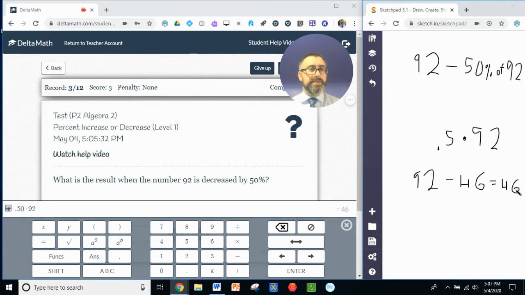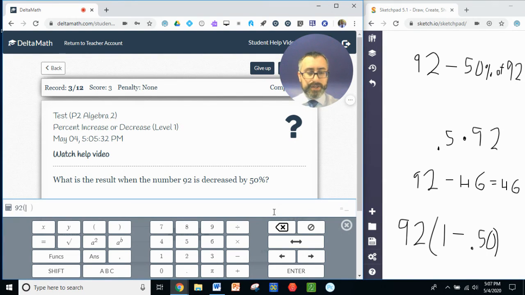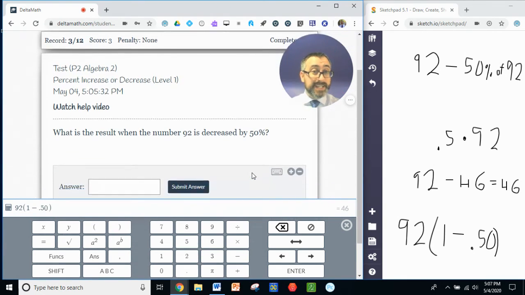Whenever we're decreasing something by 50%, we're taking away half of it, so what's left is the other half. I wonder though, does our little trick work for this too? If I start with 92, and I have my original, and I take away 50%, am I still going to get the 46 I hoped for? Let's see. 92 groups of 1 minus 0.50. Yeah, 46 again.